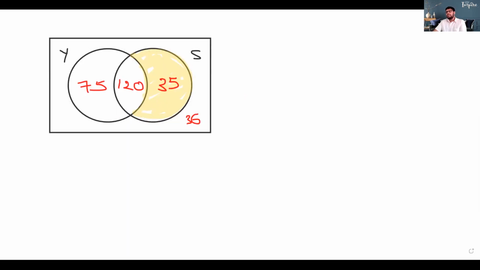Final part, part D. Find the number of tourists who have not been to Yala and express this in set notation. Okay, good question. Who can give me the answer? Final question for the day, and then we are done. So who can give me the answer? Who has the answer for the final question? Children, why is everyone so quiet? If you all got some answers, let me know. At least send me a message.